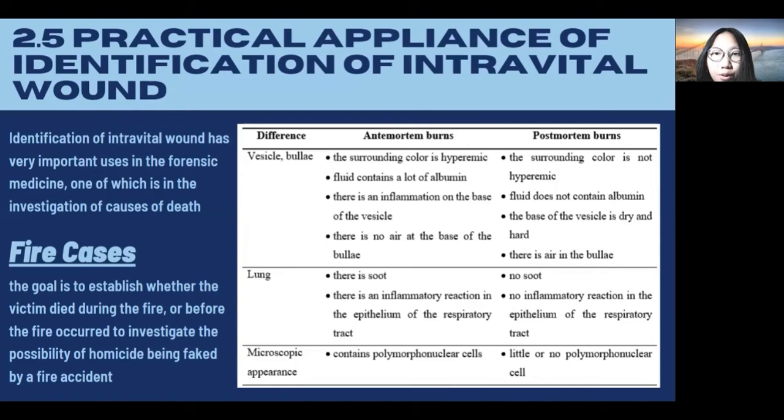Another important goal is to establish whether the victim died during the fire or before the fire occurred to investigate the possibility of homicide being faked by a fire accident. The difference between antemortem and postmortem burns is that in antemortem burns, there are intravital signs in the bulla and vesicles, while in postmortem burns, there are no such marks.